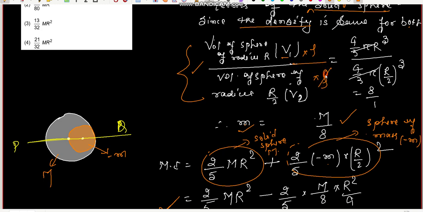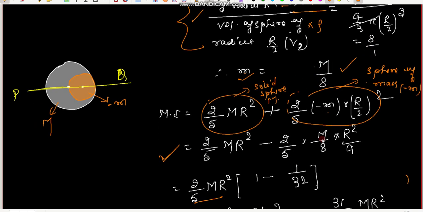Once you multiply it, you're left with the mass, and this whole portion can be called capital M, and this whole portion is small m. So small m will be capital M by 8. Once you have found the masses of the two spheres, one is capital M mass and the other is capital M by 8, but here it is minus, so the second one has minus M by 8.